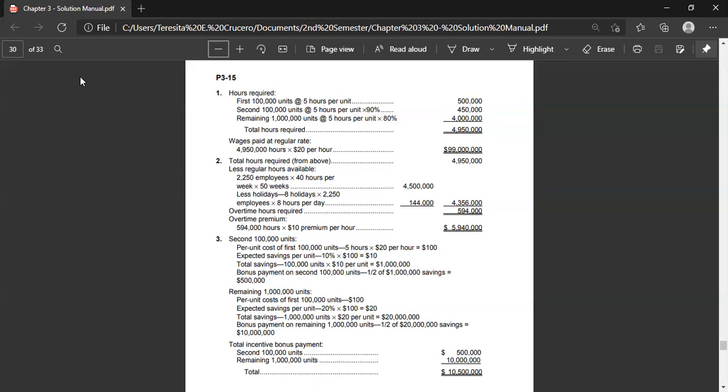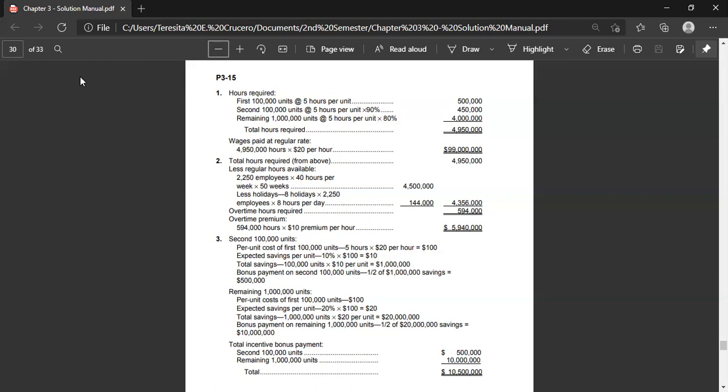So the overtime hours required is 594. And by the way, take note that all of these are merely estimates. So the remaining, the bonus, or we have now the overtime premium is equal to 594,000 hours. The overtime premium is equal to 10. The regular rate is 20. The overtime rate is 30. So the overtime premium rate is 10.